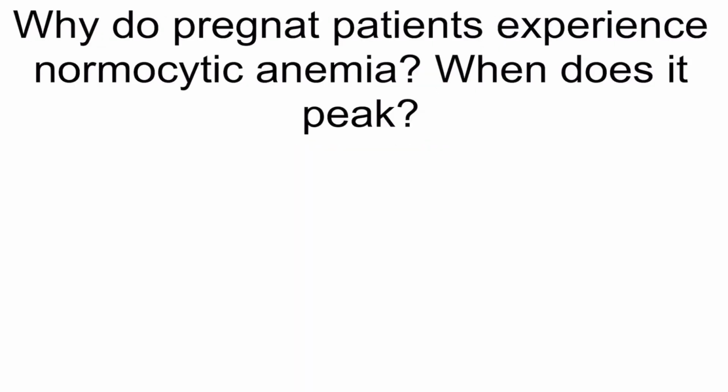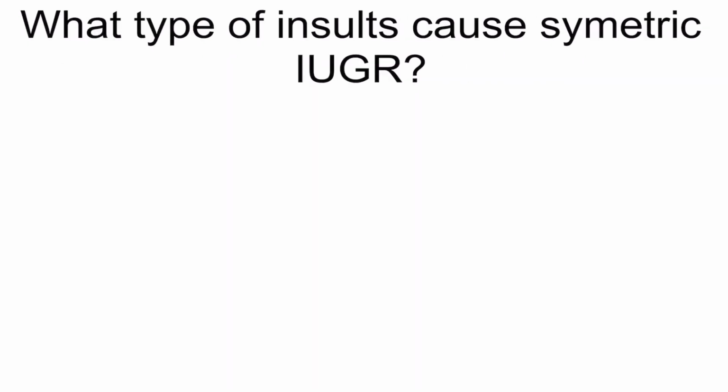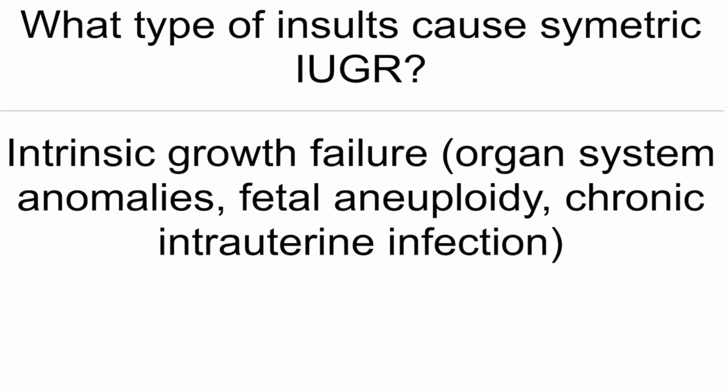Why do pregnant patients experience normocytic anemia, and when does it peak? Plasma volume increases more than RBC mass, and it's dilutional, so it peaks around 34 weeks. What type of insults cause symmetric intrauterine growth restriction? Intrinsic growth failure, organ system anomalies, fetal aneuploidy, chronic intrauterine infection.